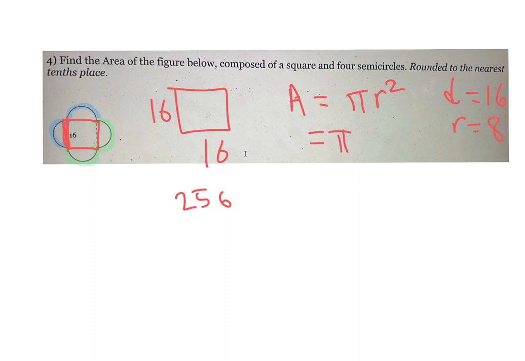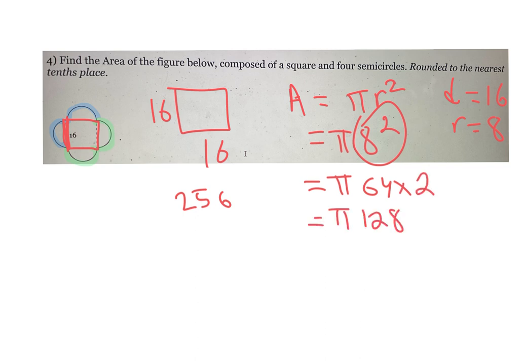So if the diameter is 16, the radius is going to be half of that, it's going to be 8. So I'm going to say pi times 8 to the power of 2. And what that means is 8 times 8, so it's going to be 64 times pi. But then we're going to double that because, like I said, there's going to be 2 whole circles.